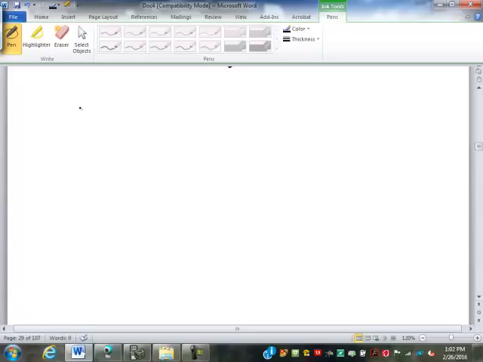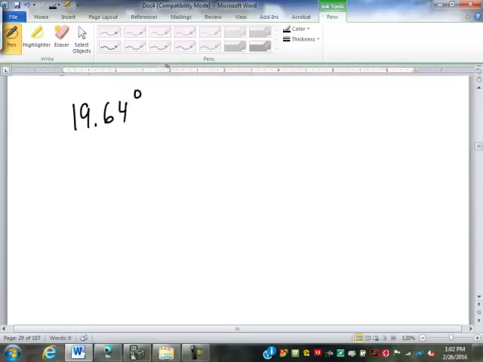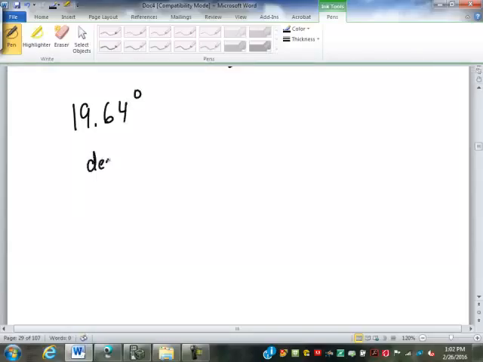let's say I have an angle that is 19.64 degrees. This is what we call decimal degree notation. From here on out to be known as DD, decimal degrees.